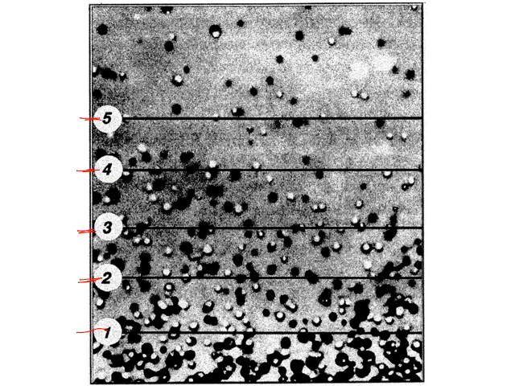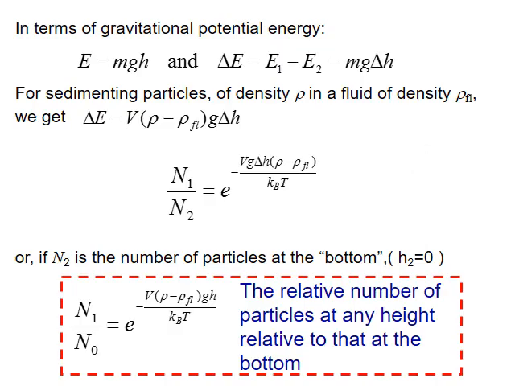So you could actually represent mathematically the number of particles in a given region compared to the number of particles that were on the bottom of the container, which is given by this equation here. So that's the relative number of particles at any height relative to the number of particles that are at the bottom. And it depends on the density of the particles, the density of the fluid, the temperature, and that sort of stuff.